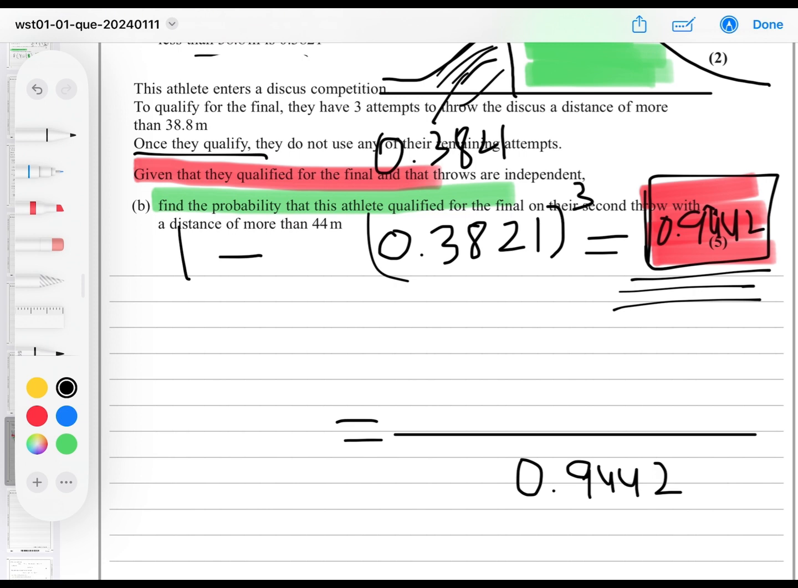But they are also saying to find the probability that this athlete qualified for the final on their second throw with a distance of more than 44 meters. Now we have to find that on the second throw, a distance of more than 44 meters was achieved. Which means in the numerator we have to put two things: the success in the second attempt, the probability of achieving a distance of more than 44 meters.